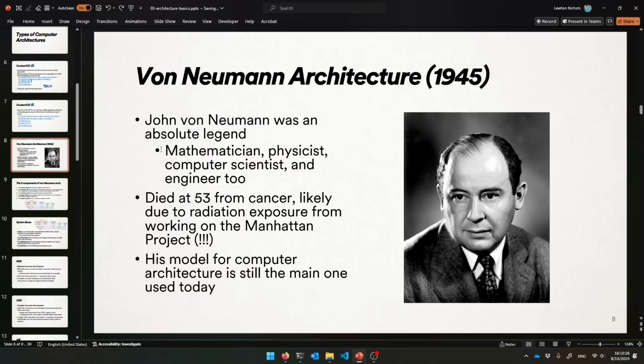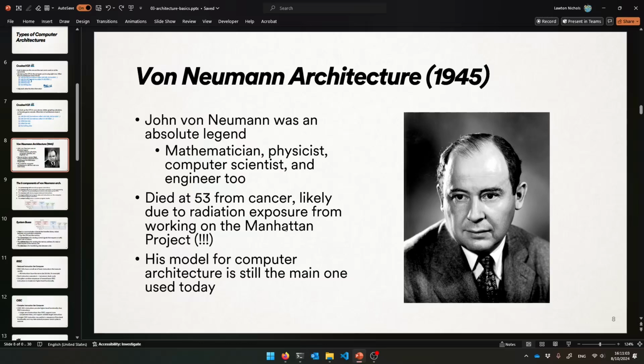Like he had the life we all wish to have. He was a mathematician, very renowned, physicist, very renowned, computer scientist. In every field that he was in, engineering as well, he did amazing things. Sadly, his life was cut short because he died from cancer, likely due to the radiation exposure that he got from working on the Manhattan Project, which was an insane thing to take on. And he was up high while he was working on that. He was one of the bosses, for example. Everybody loved him, and he contributed a lot.